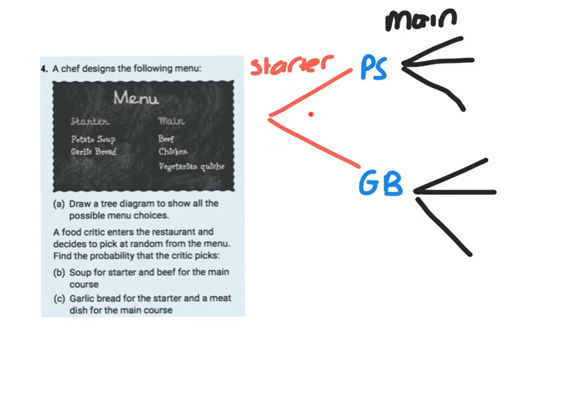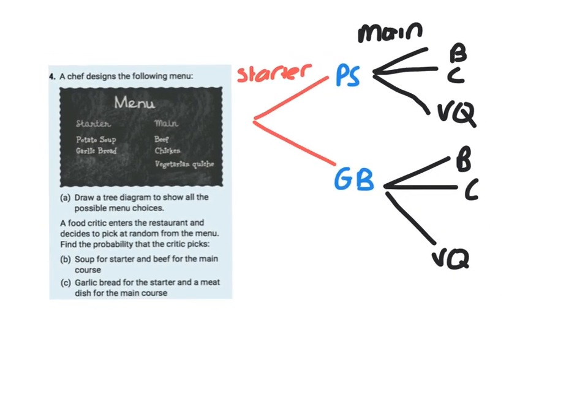Okay, so all we've done is to recap there. We have drawn our 2 branches for our starters, because there were 2 options for starters, potato soup or garlic bread. Then we said, if they chose potato soup, they would be able to choose beef, chicken, or vegetarian quiche. Then if they chose garlic bread, they'd also be able to choose for their main beef, chicken, or vegetarian quiche. So now we're just going to write all those outcomes down.